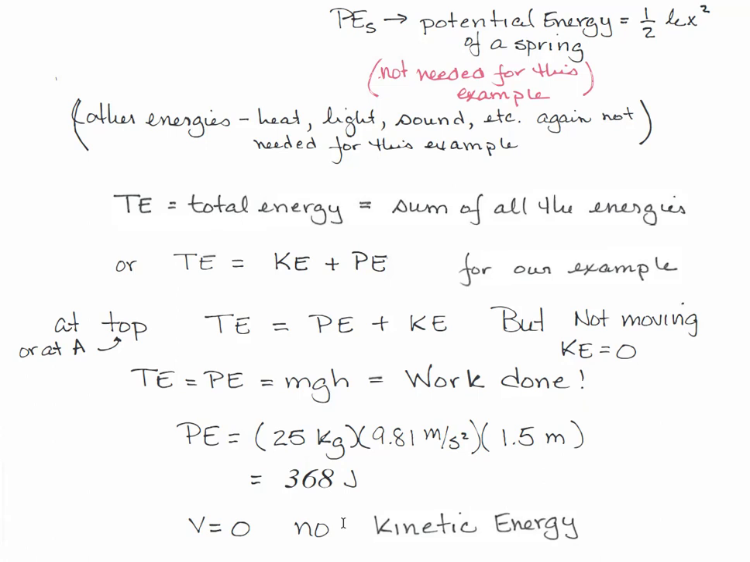I'm going to do my 25 kilograms times my 9.81 meters per second squared times my 1.5 meters. And lo and behold, I've done 368 joules of work, with no kinetic energy. So we could have answered one of those questions just by looking at the problem, right? You could have answered that at the very top, I have no motion, therefore the speed is 0. So now let's go to the bottom.